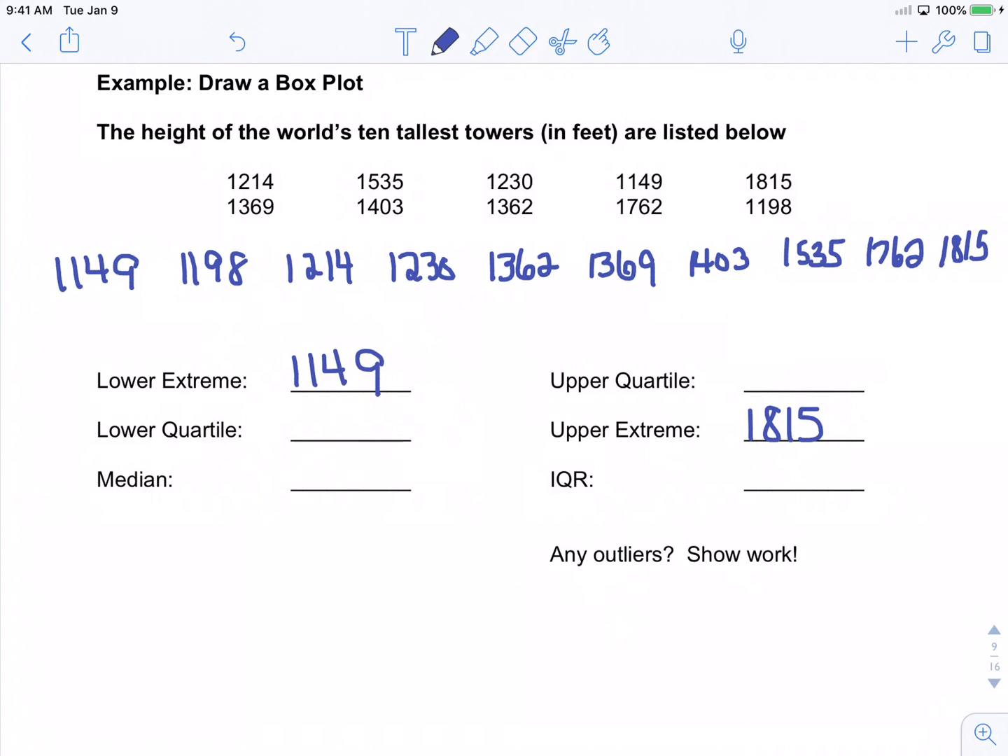And then to find the other three parts of the big five, we'll have to start thinking about the median, where's the middle number, and then after you know that middle number, the lower quartile and the upper quartile. So thinking about finding the middle number here, work through your data, getting the middle value.